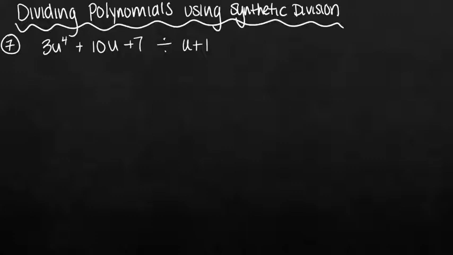Hey everyone, so we are going to continue dividing polynomials using synthetic division. This is number 7 from your worksheet, and the difference here is we're missing some terms, right? So I have 3u to the 4th, but I don't have any u to the 3rd, any u squared. And so when you're doing your synthetic division, the process is pretty much the same. You just kind of have to add some pieces in.